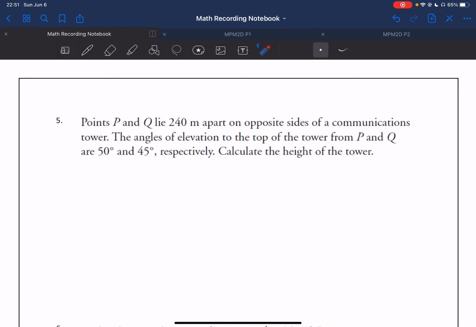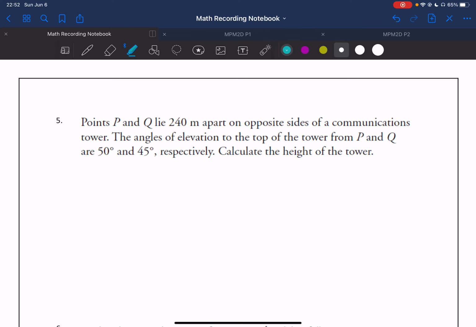Okay, welcome to the second part of looking at the applications of trigonometric relations. What we're going to look at is the last two, which are a little bit more conceptually difficult because they require several steps. Looking at the first one, we have 2 points, P and Q, and they lie 400 meters apart from each other on opposite sides of a communication tower.